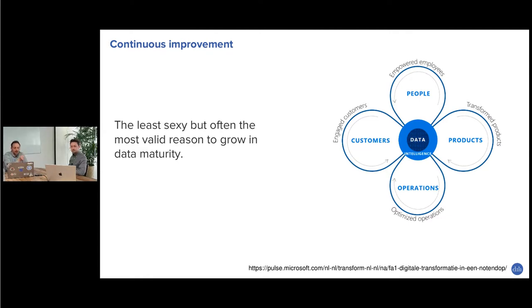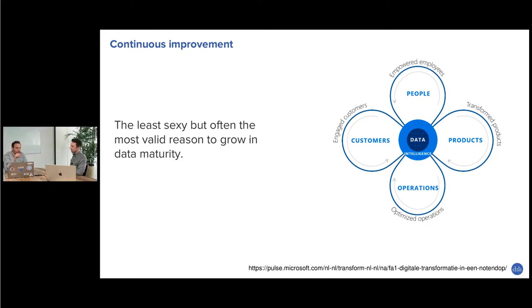If you will, every company has customers, hopefully, else you won't be in business for long. Every company has people, like the owners, employees, contractors, whatever, that work in that company. Every company has products to offer. Services can also be products. And every company has some kind of operations they need to run.